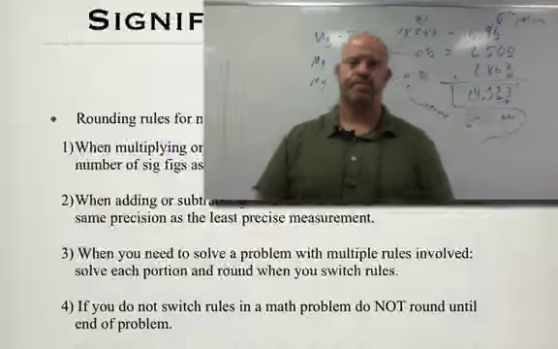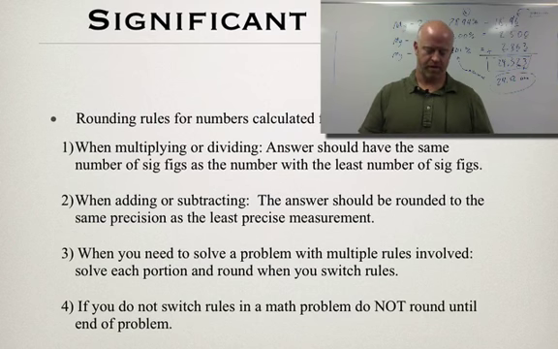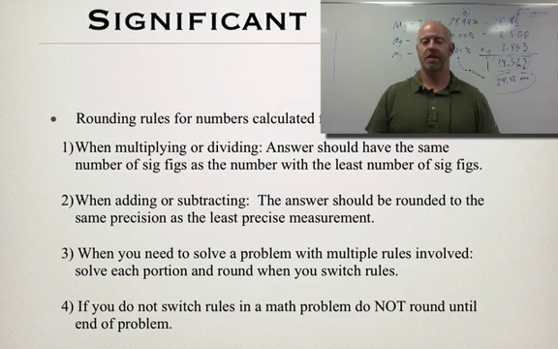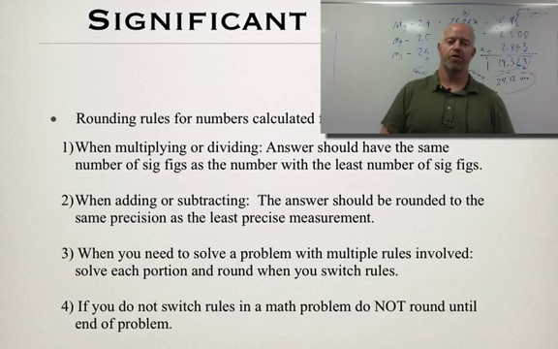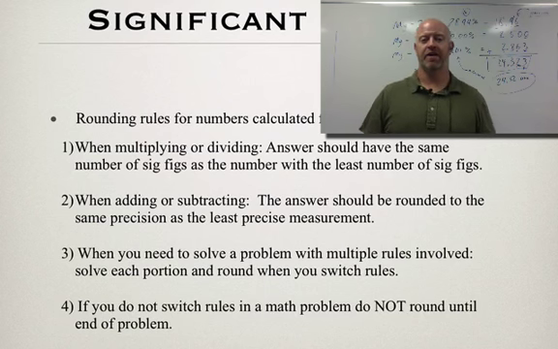Now, rule number 4 takes a look at what happens if you do not switch rules. And if you're not switching rules, that's actually easier. Because when you don't switch rules, you do the problem in its entirety until the very end and round at the end, which is pretty common practice in most of our math classes anyway.